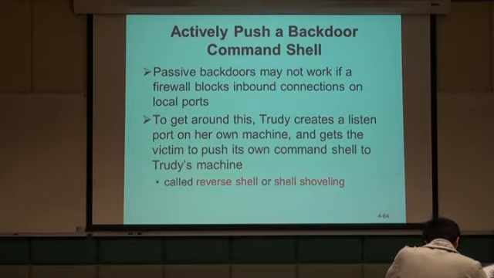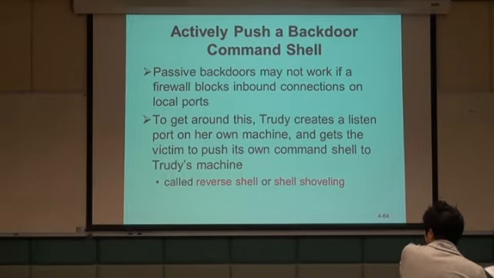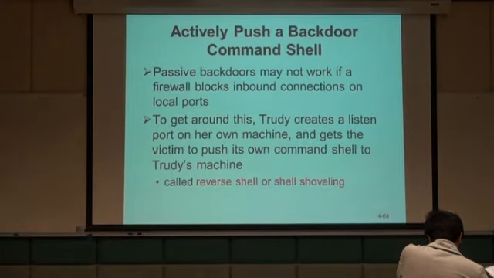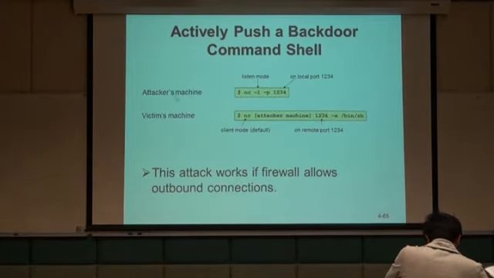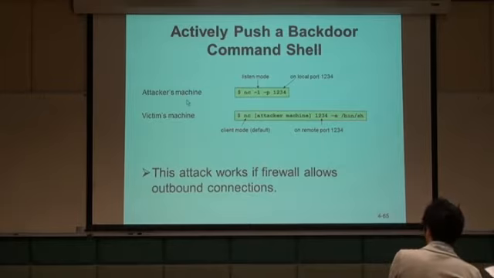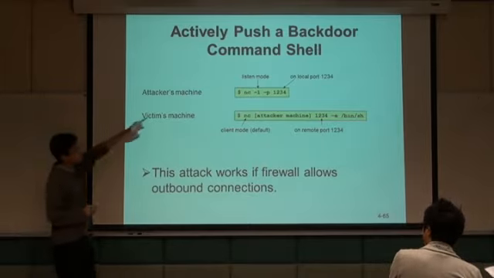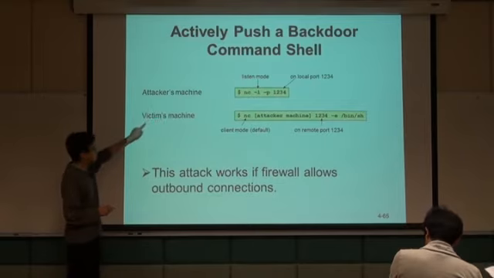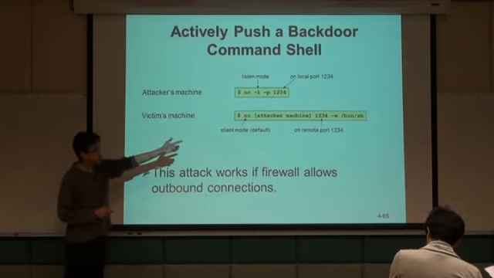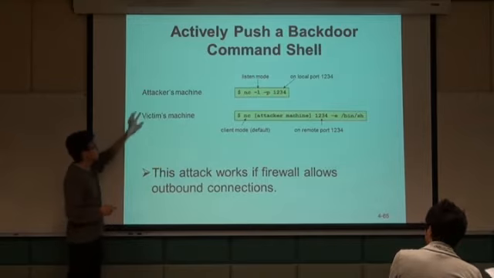Now, to get around this, one thing the attackers can do is, instead of creating the listen port on the victim side, Trudy can create a listen port on her own machine and get the victim to push its command to Trudy's machine. So the idea is called the reverse shell. How to do that? On the attacker's machine, it will run the listen mode, and the victim machine will push the shell command to the attackers.